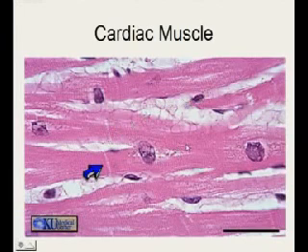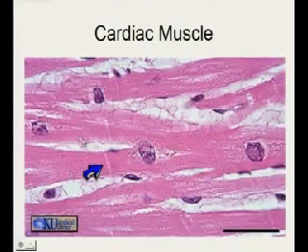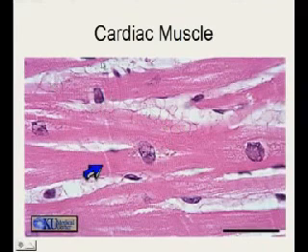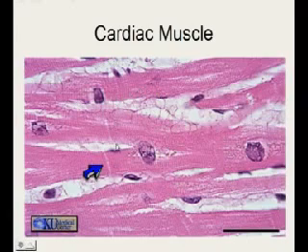Also look at the branching of the muscle. Remember, the skeletal muscle was longitudinal. This has several branches that come off. Also, please note the location of the nuclei. A little more prominent, not as peripherally lying as you saw in the previous slide. You also see a little bit of fat cells here that are located in between. This slide is of cardiac muscle.